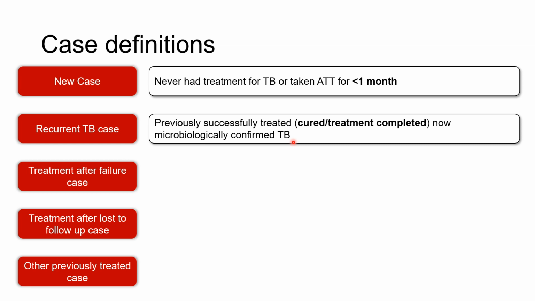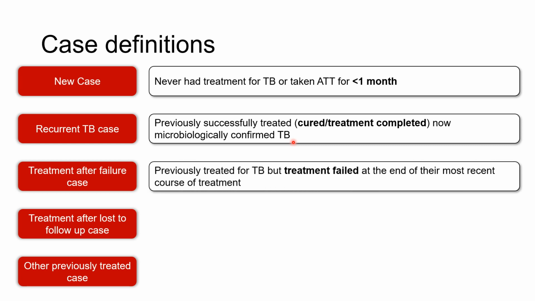Next is what is treatment after failure. Treatment after failure means the patient has failed treatment previously and now again has come with a diagnosis of TB. Previously treated for TB but treatment failed at the end of the most recent course of treatment. That means the most recent course of antitubercular therapy provided to the patient has failed. At the end of treatment, the patient has either not symptomatically improved or is still sputum positive. The patient has not achieved sputum conversion.